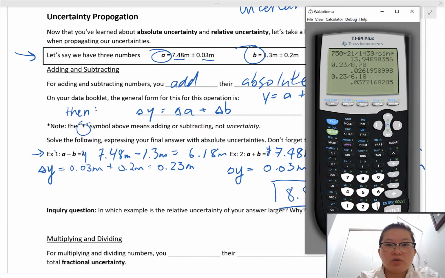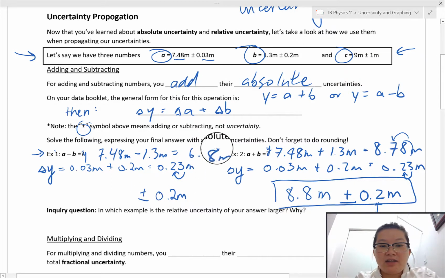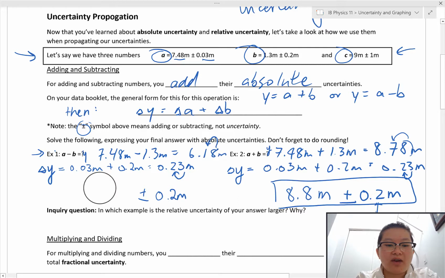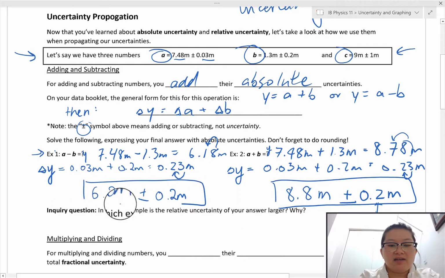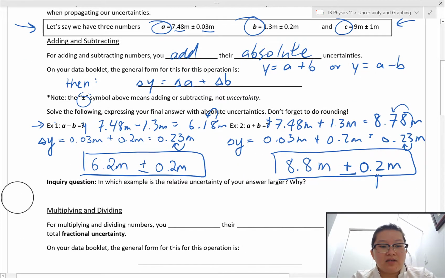Okay, so rounding to one significant figure, the 3 fails to round the 2 up. I get 0.2 meters as my uncertainty. And again, I'm going to need to round my 6.18 to the tenths place. The 8 is going to round the 1 up to 6.2 meters. And that is my final value for the subtraction there.